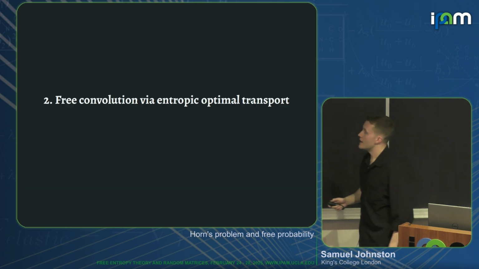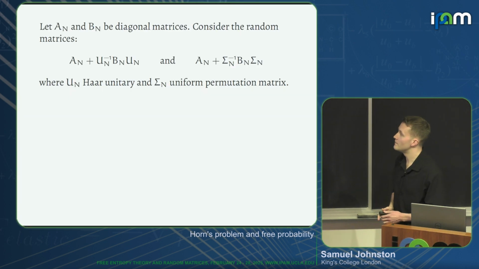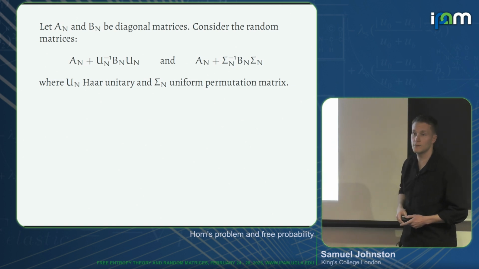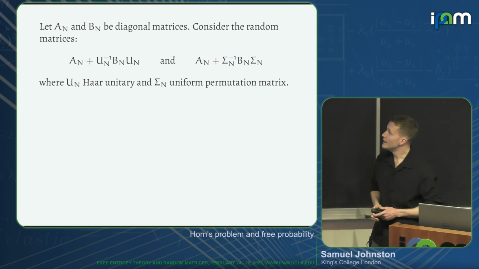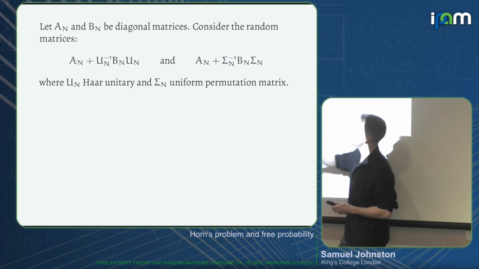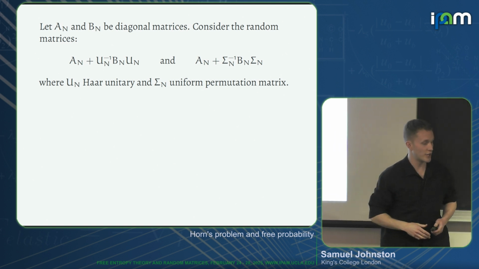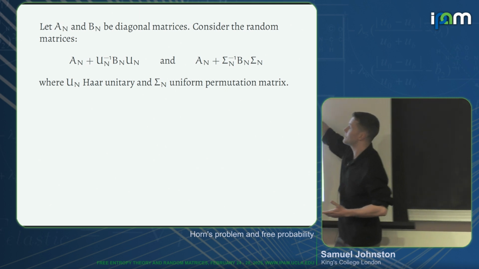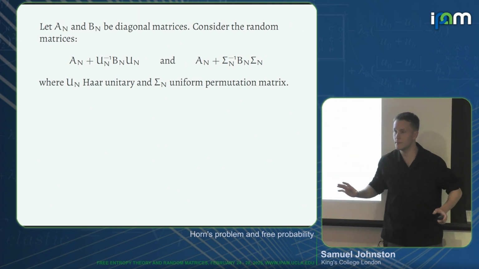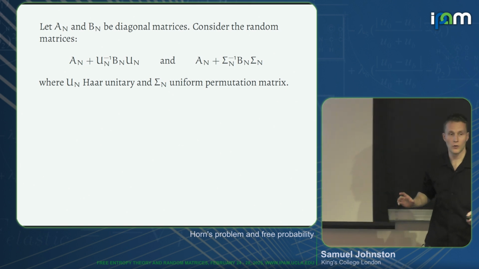So our idea here on free convolution via entropic optimal transport comes from a formula of Marcus, Spielmann, and Srivastava. Consider two diagonal matrices A and B, and consider adding A and B together, but here with a unitary group conjugation, and here with a symmetric group conjugation. Clearly these are different random matrices. This one on the right is always a diagonal matrix, for instance. They're different random matrices, and they have different characteristic polynomials with different laws.